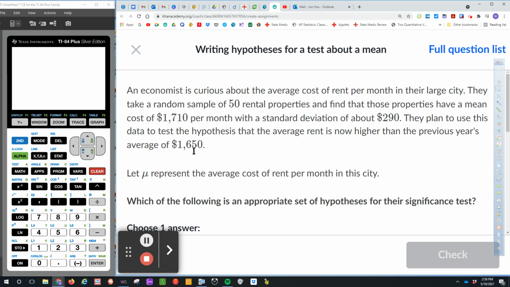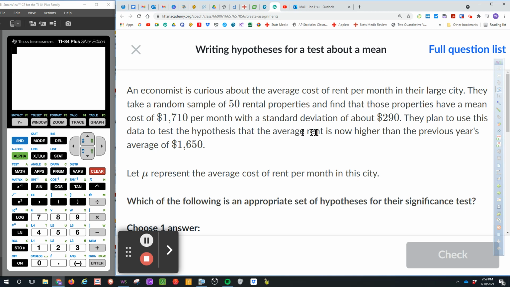Because they take a random sample of 50 rental properties and find that those properties have a mean cost of 1,710, do not be confused by this. This is your sample mean. This is not your population mean. This, however, is your population mean from the previous year. So the null hypothesis should be that the mean equals 1,650.